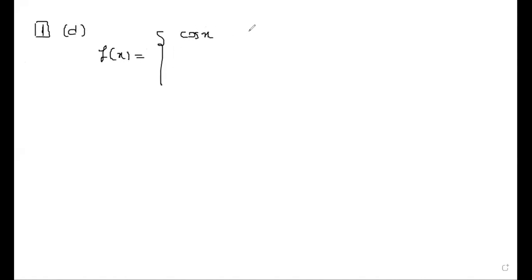It's defined by cosine x if x is less than 0, and it's defined by 0 if x is equal to 0, and 1 minus x squared if x is greater than 0. Okay, it's not 1, by the way, it's 0. Okay, this should be equal to 0. And of course a is equal to 0 here, so we will determine if the function is continuous or not at this point.